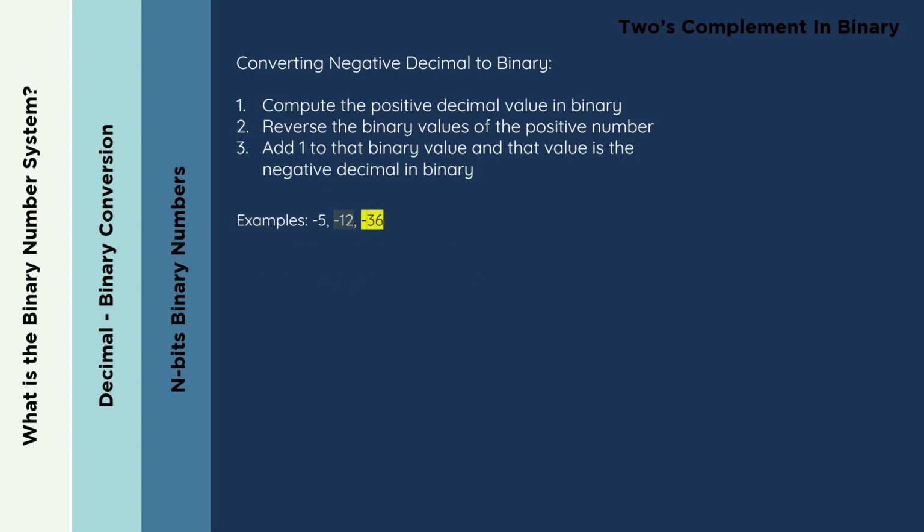Finally, for our last example, we have negative 36. 36 in binary is 0, double 0, 1, double 0, 1, double 0. Reverse the value, we would get double 1, 0, double 1, 0, double 1.